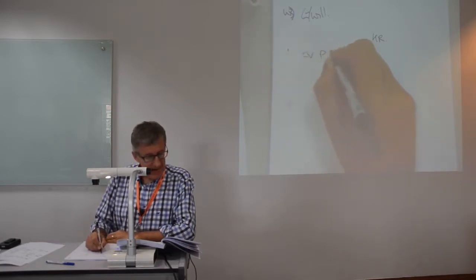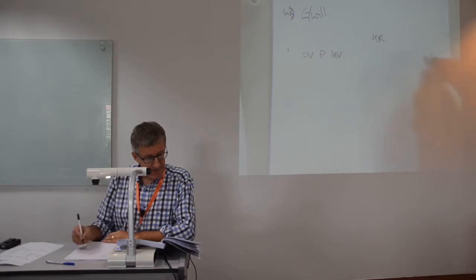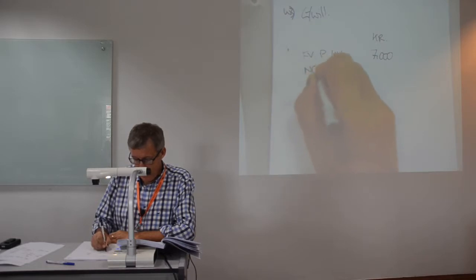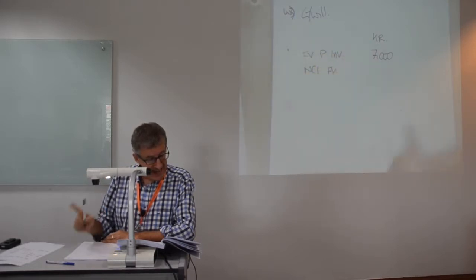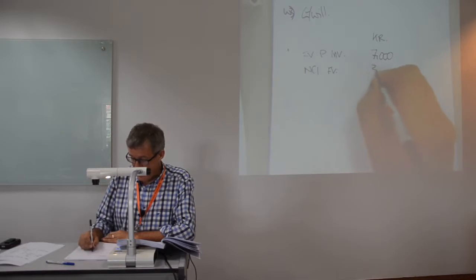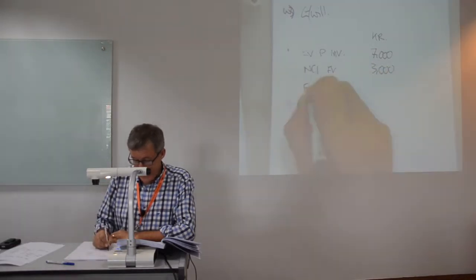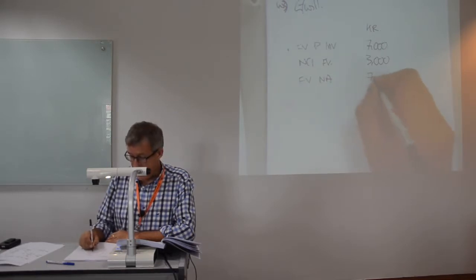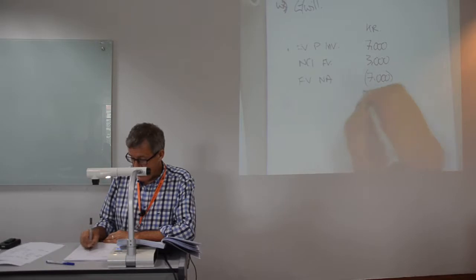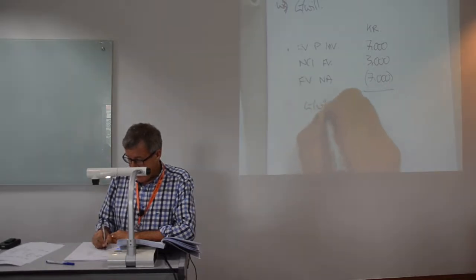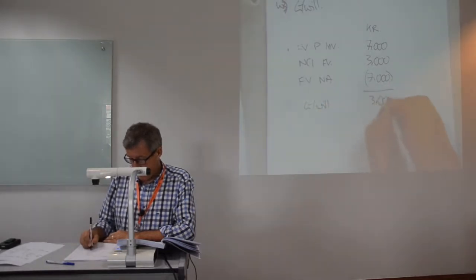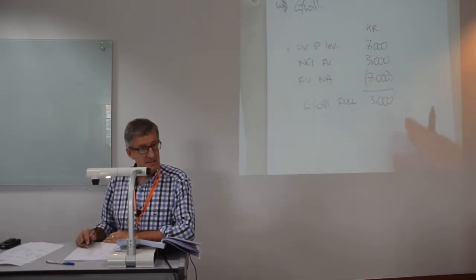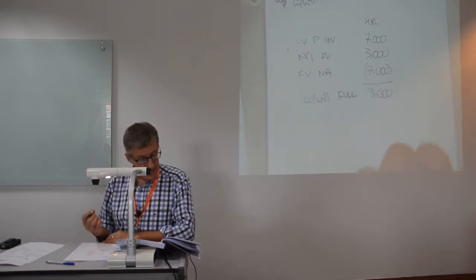So I need to know the fair value of the parent's investment in crowns, the controlling interest, which is 7. I've got the NCI, which I think is determined at fair value, and that fair value is 3. And then I've got the fair value of the net assets at the date of acquisition, which coincidentally was given to me at 7, which therefore means that my goodwill is there at 3. So my goodwill is full goodwill because NCI is at fair value, and that goodwill is 3.